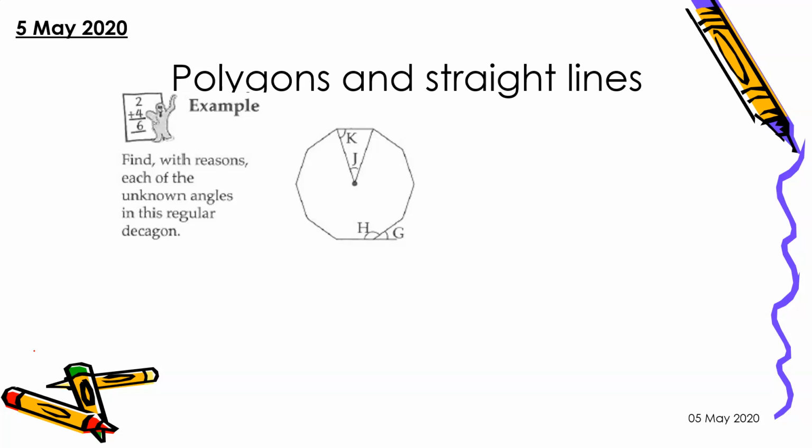So here's a tricky one. It's using a number of different bits of information that we have to deal with. So I'll give you some time to look at it, see if you can work out some of the angles, and then we'll go from there. So pause the video now.